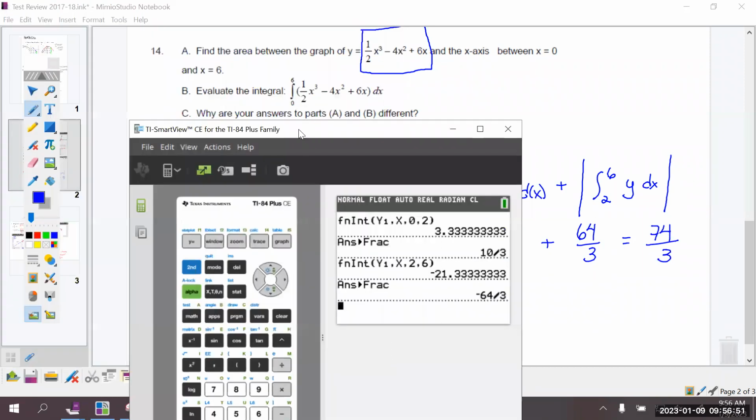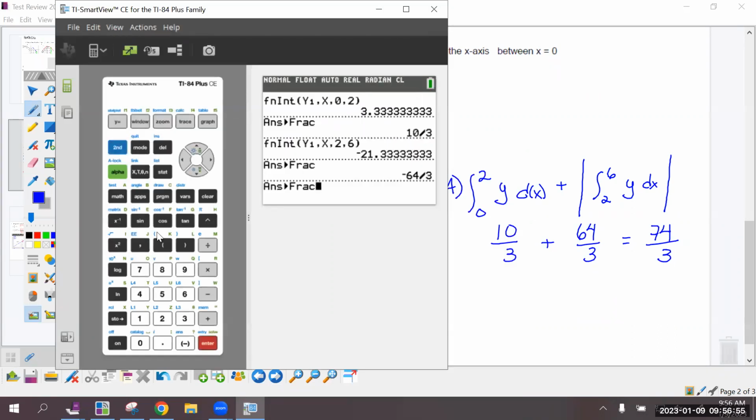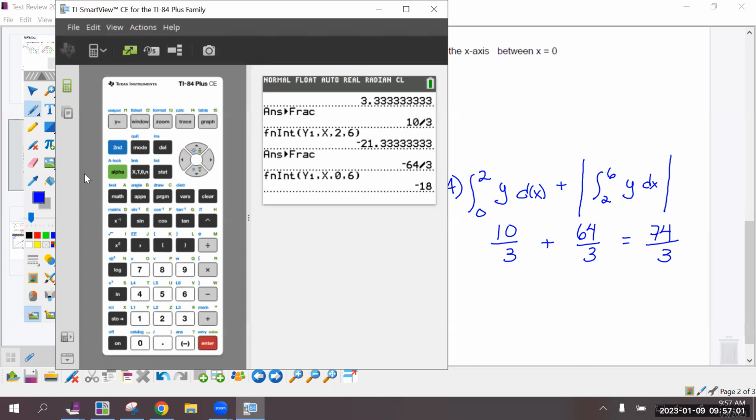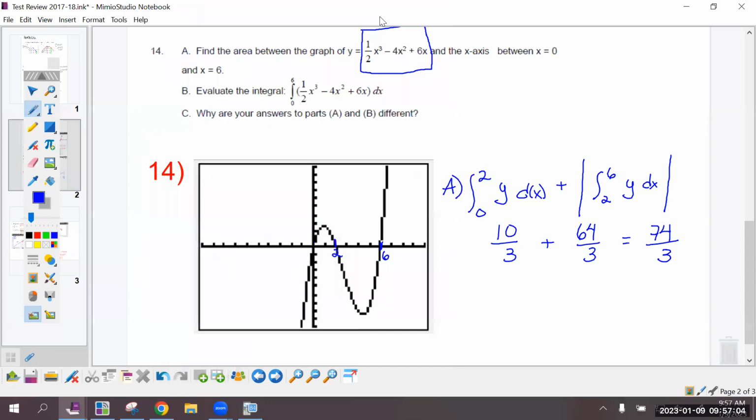Part B says just find the integral. So I can go back and just do 0 to 6, get negative 18. I could have also done 10/3 plus the negative 64/3, which is negative 54/3, which is the negative 18 answer.